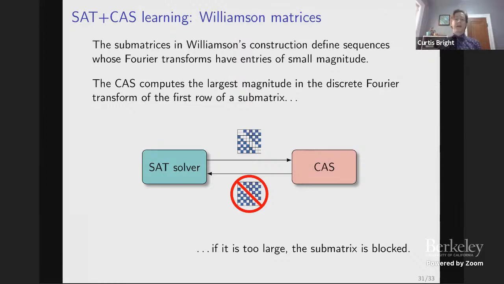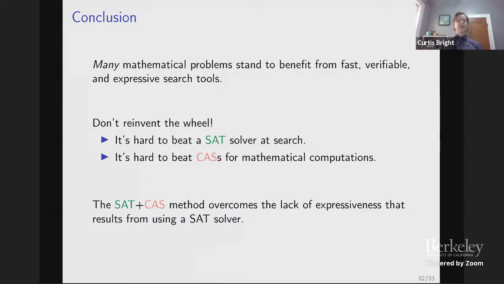And this is extremely powerful because almost all submatrices are going to have some entry with a large magnitude, right? Almost every time the SAT solver finds a potential submatrix and gives it to the CAS, it's almost always going to be discarded. We use other theorems as well, but this was one of the main reasons why we were able to go so high, to search for Williamson matrices of such a high order. So in conclusion, I really want to stress just how widely applicable this method is, right?